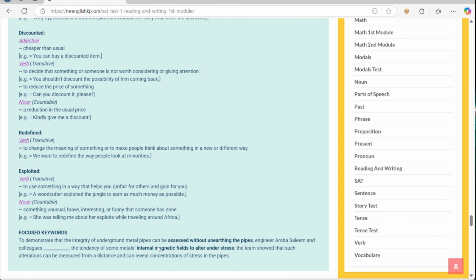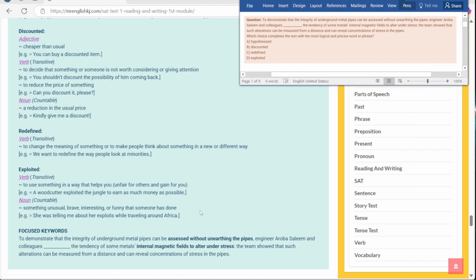Exploited. Mostly people think that exploit means that you are wasting things, you are destroying things, but that is not the case. Okay, exploit generally means you are taking advantage of something, you are gaining, you are getting benefits, doesn't matter what is happening to others. Okay, we don't care about that. That is called exploited. Unfair for others, gain for you. For example, here you can see a woodcutter exploited the jungle. Obviously the woodcutter destroyed the jungle. It is harmful for others, it is wasteful for others, unfair for others, in order to earn as much money as possible. That's why the word exploited suits the woodcutter.